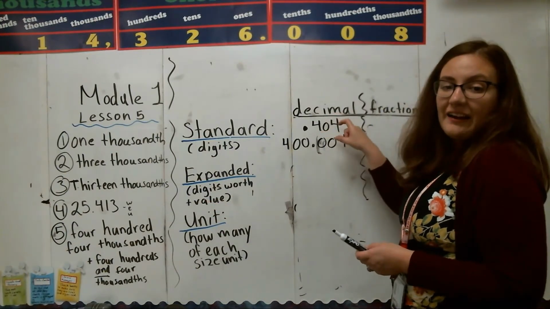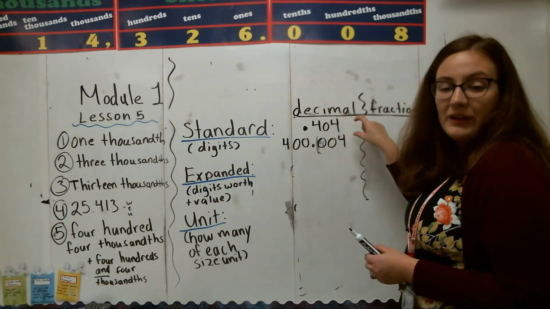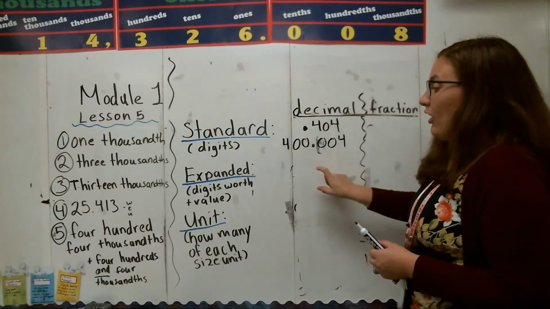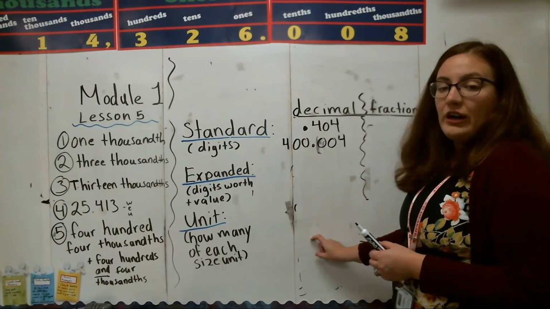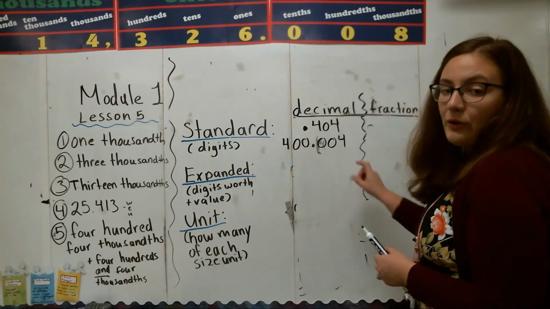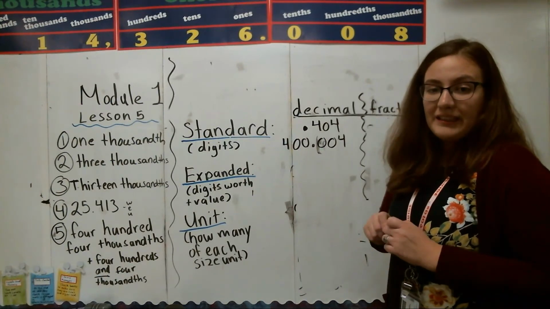So go ahead and fill out another chart with these two numbers, with the two fraction forms of them, with the expanded form for both decimal and fraction for them, and then try to do the unit form for both of these numbers as well. If you have any questions, please make sure you ask.